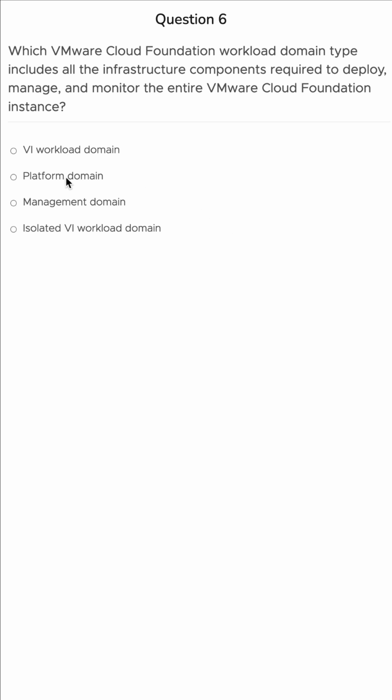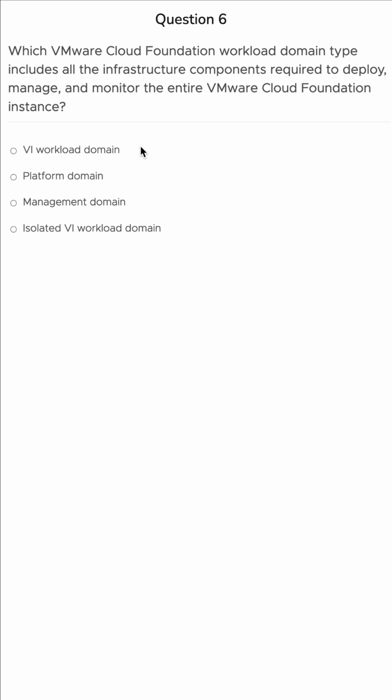I never heard about a platform domain, so that can be skipped. And if we look at the components responsible for deploy, manage and monitor, then it's the management domain. The workload domain is hosting customer workload, VMs, containers for customers. The vCenter server managing a workload domain is hosted in the management domain.